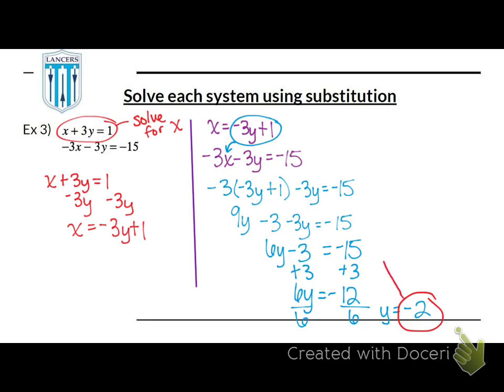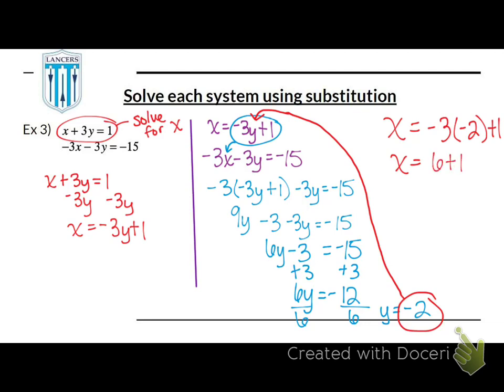We're going to take that negative 2 and bring it back up here to plug it in for y. Wait, he's right. Okay, so we've got x equals negative 3 times negative 2, plus 1. Negative 3 times negative 2 is positive 6. Positive 6 plus 1 is 7. So I agree with 7, negative 2 for our answer.